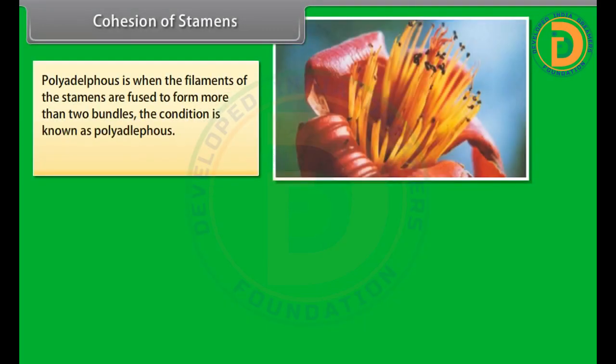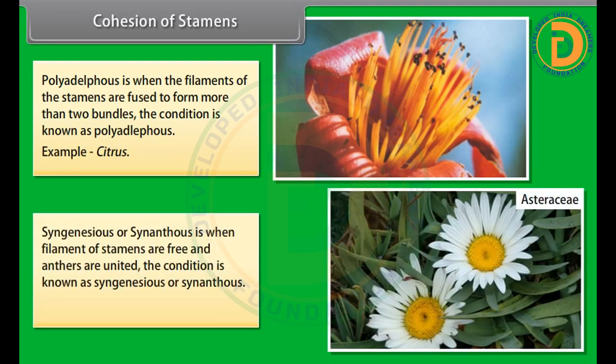Polyadelphous is when the filaments of the stamens are fused to form more than two bundles. Example, citrus. Syngenesious or synantherous is when filaments of stamens are free and anthers are united. Example, Asteraceae.